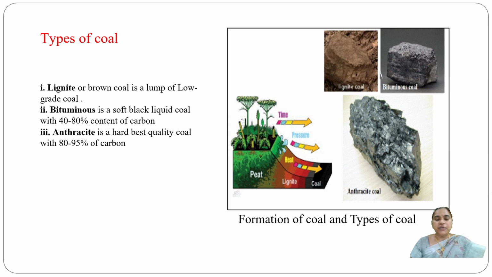When we see the different types of coal, lignite is a low grade coal. Bituminous is a soft coal with a moisture content of about 40 to 80%, and in anthracite the moisture content is 80 to 95%, and it is the hard, best quality coal. In India we are using bituminous coal.